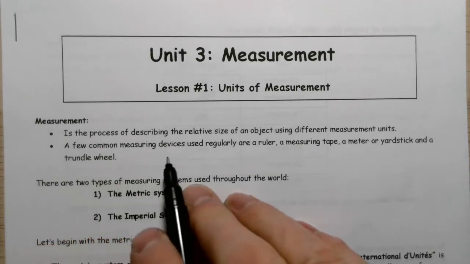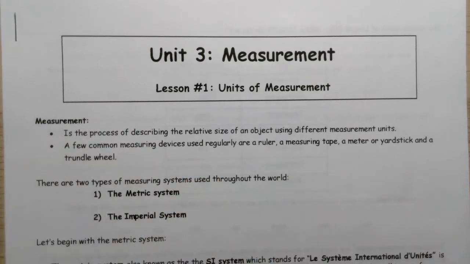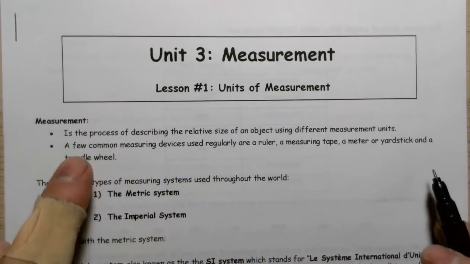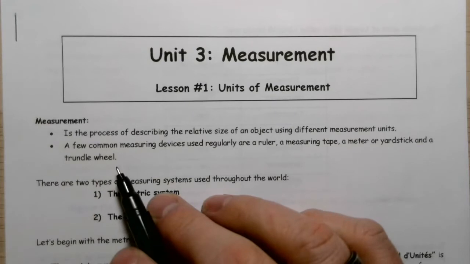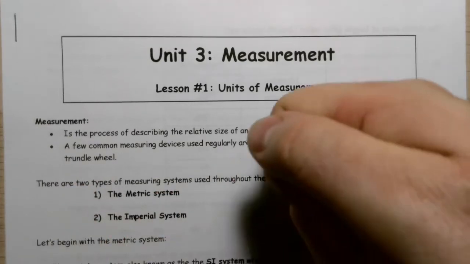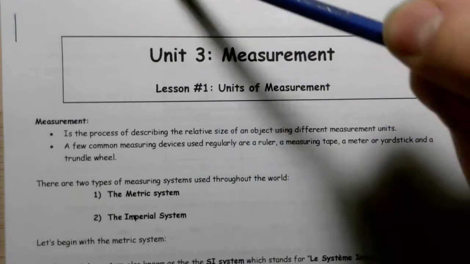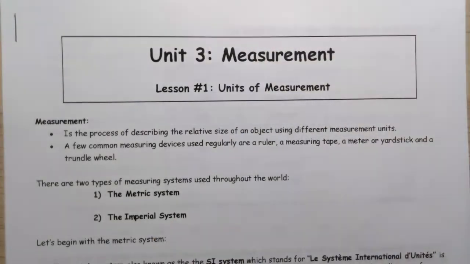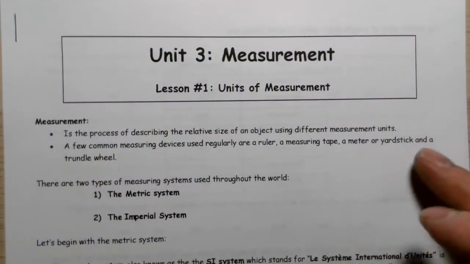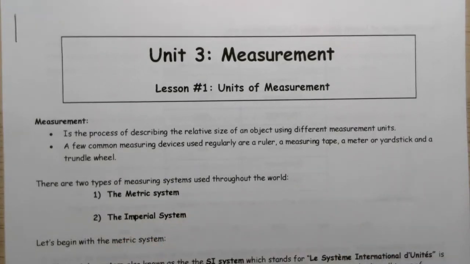So, a few common measuring devices, again, for measuring distance here, we're going to use a ruler, measuring tape, yardstick or a meter stick, and a trundle wheel. Now, some people might not be familiar with that. That's one of those things where you see the guys out in the field holding their little thing like this, and they walk along the ground, and there's the wheel that rolls out, and they're using that to measure distances, if they're longer than, let's say, a meter stick or something like that.